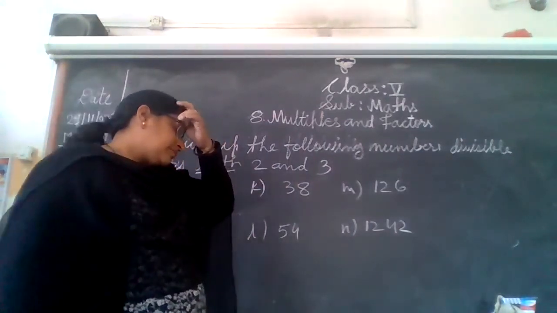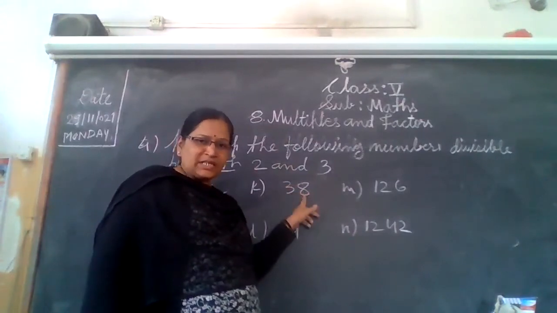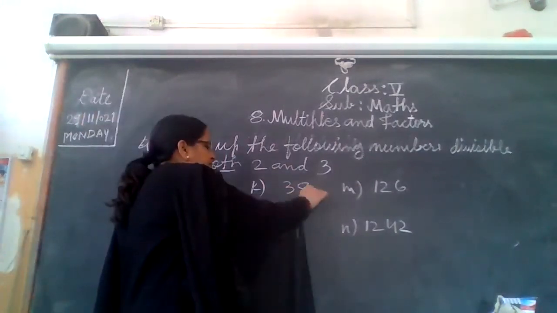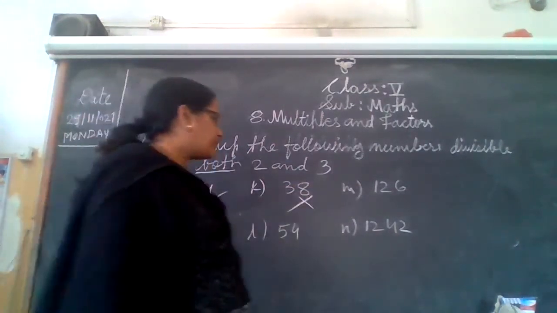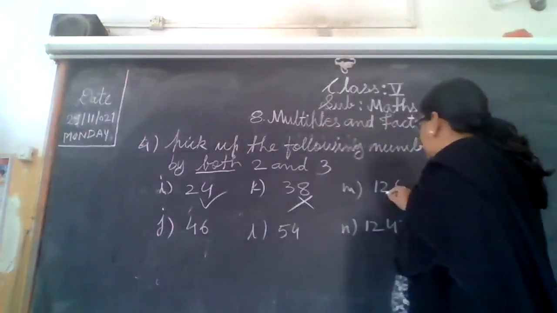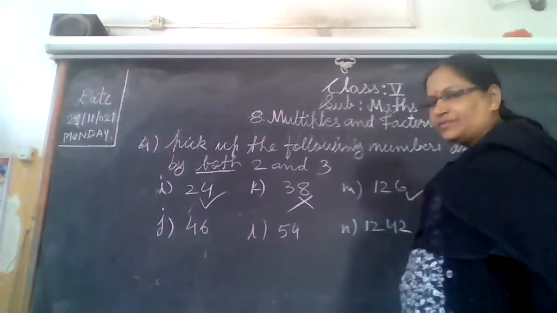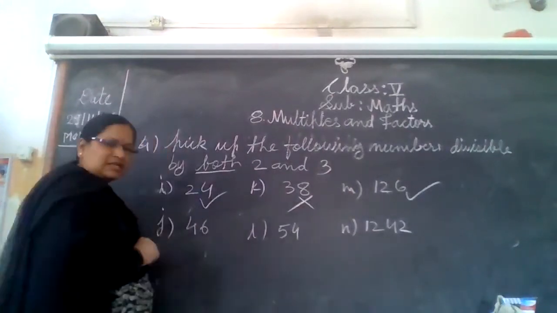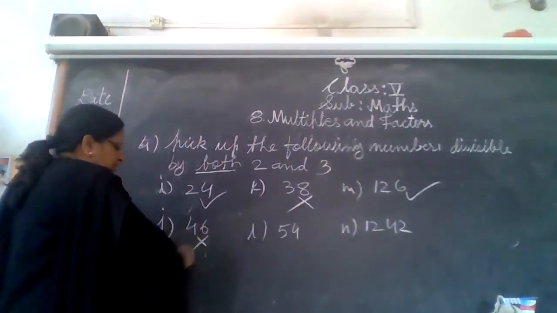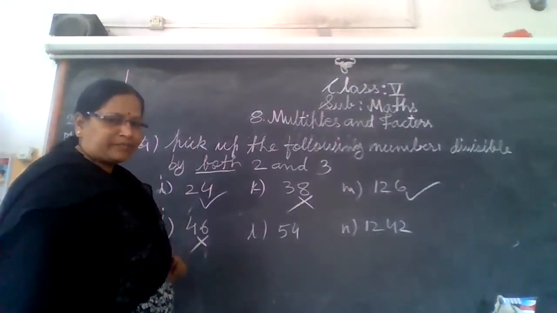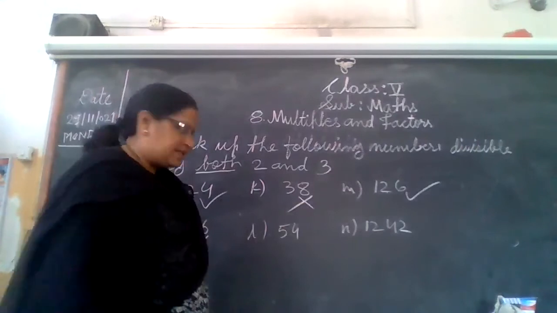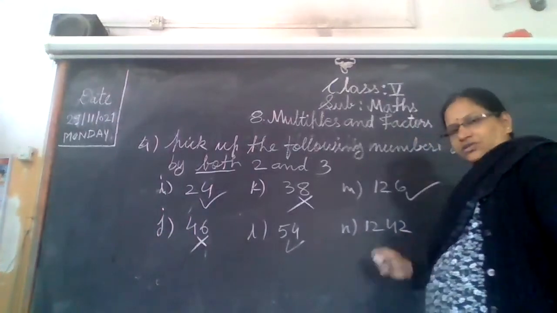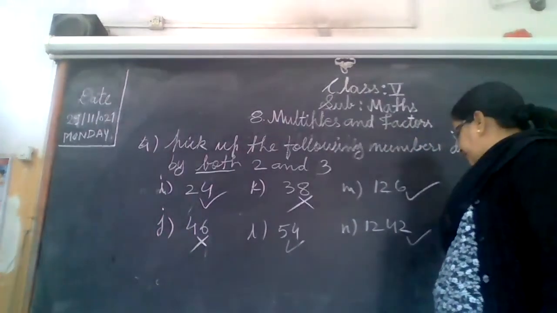3 plus 8. Its unit place is 2, so it is divisible by 2. But 8 plus 3, 11. So it is not divisible by 3. 6 plus 2, 8 plus 1, 9. So yes. 4 plus 6, 10. So it is divisible by 2 but not 3. 5 plus 4. Yes. 1 plus 2, 3. 3 plus 4. Yes.